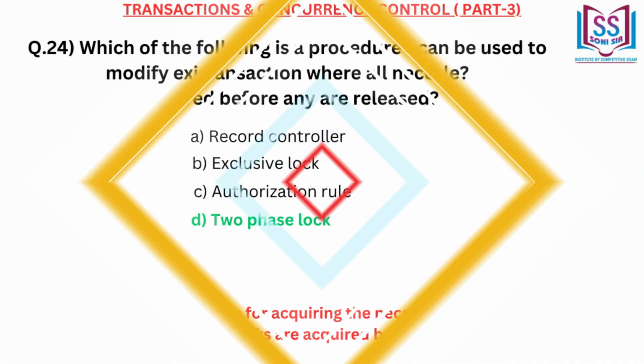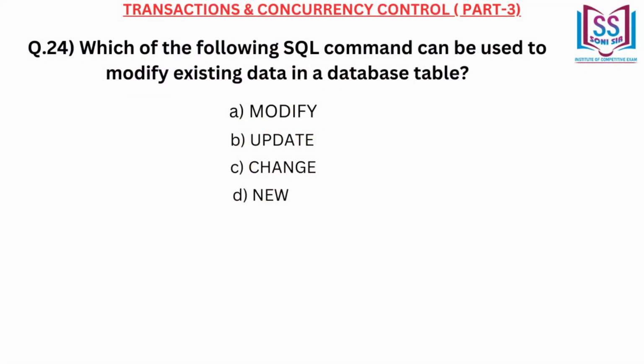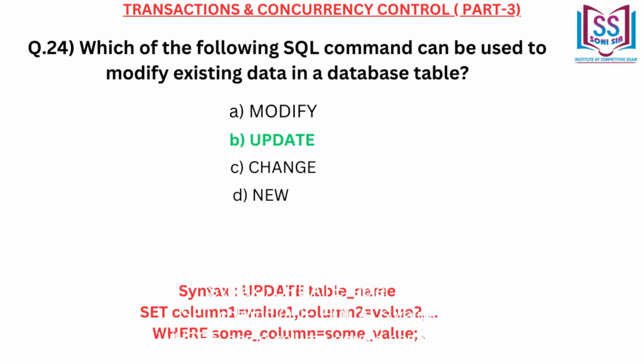any are released. Which of the following SQL command can be used to modify existing data in a database table? A. Modify. B. Update. C. Change. D. New. Correct answer B. Update. Syntax: update table_name set column1 equals value, etc. where some column equals some value.